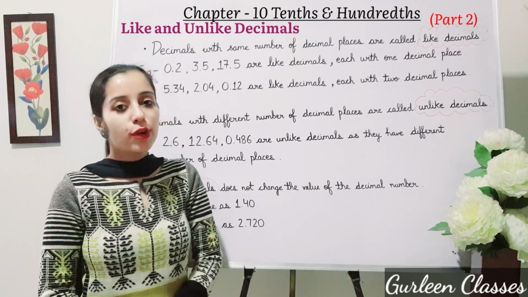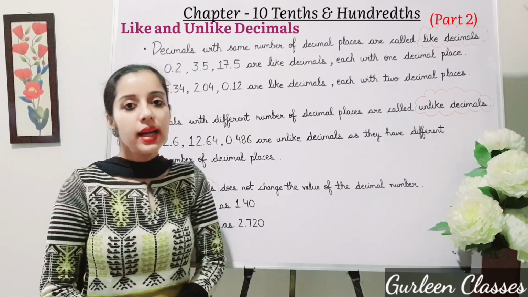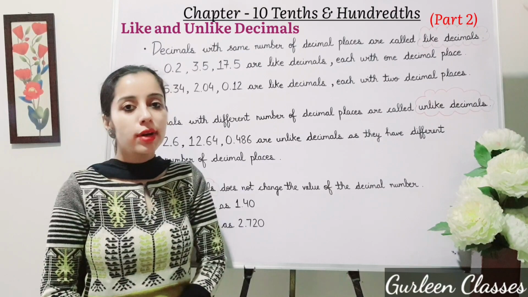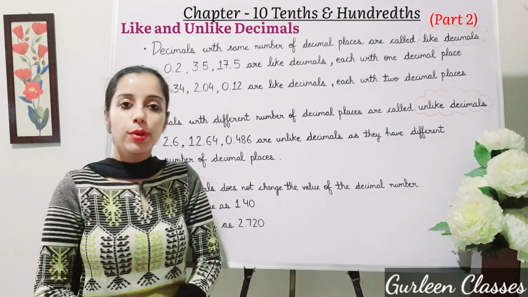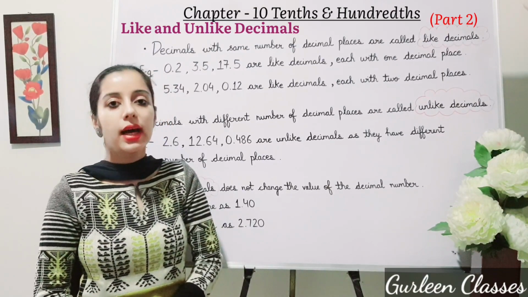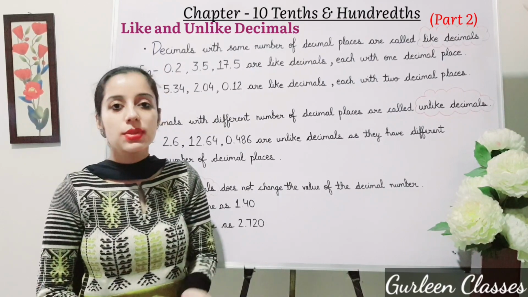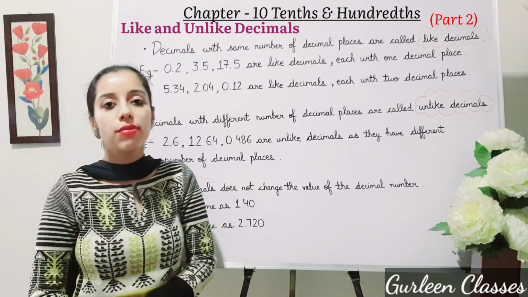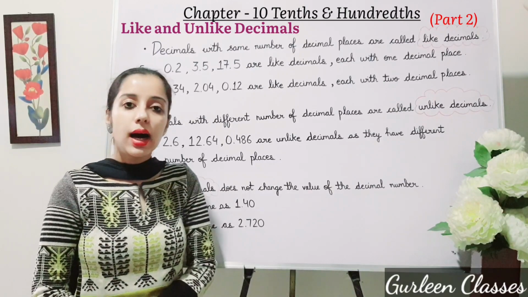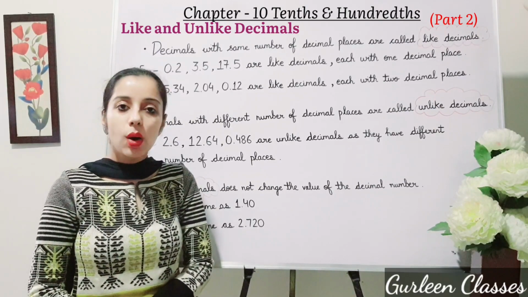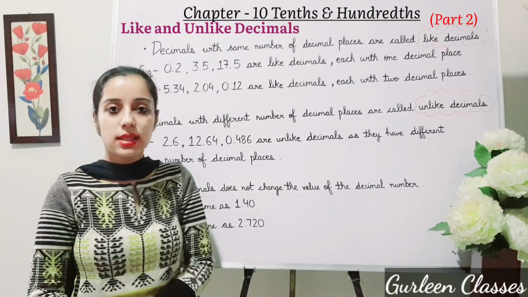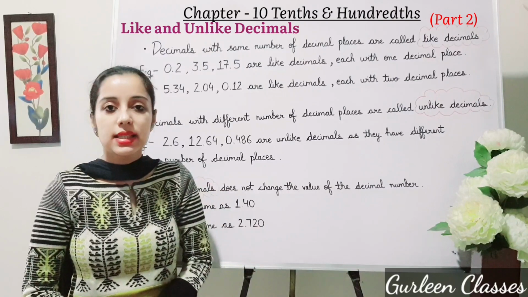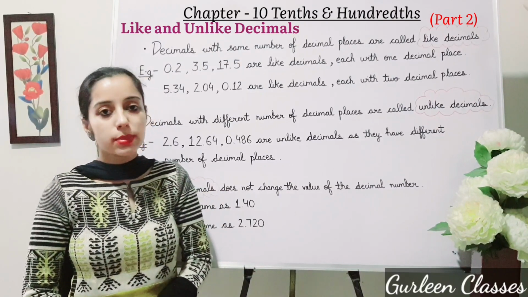Now let us see what are like decimals and unlike decimals. As we have done in chapter number 4, different types of fractions. I hope you all remember like fraction and unlike fraction. Fractions with same denominators are called like fraction. Fractions with different denominators are called unlike fractions. So now, what are like decimals? Decimals with same number of decimal places are called like decimal.